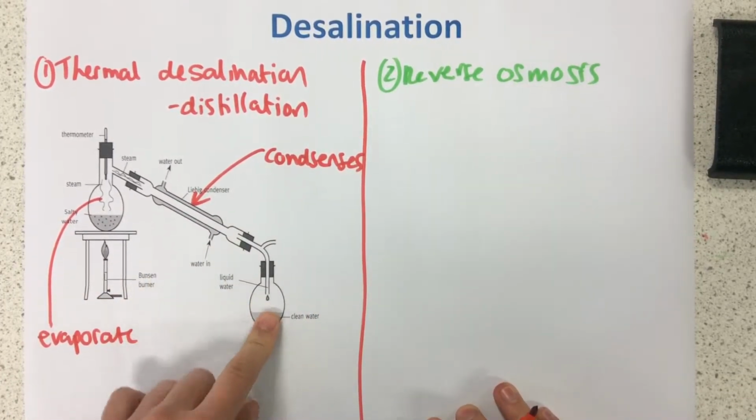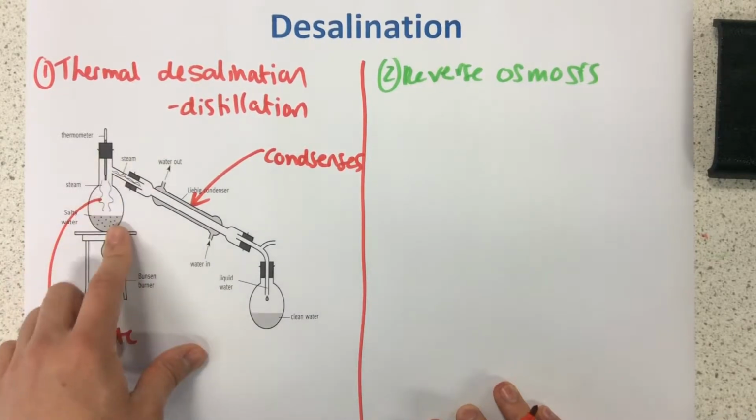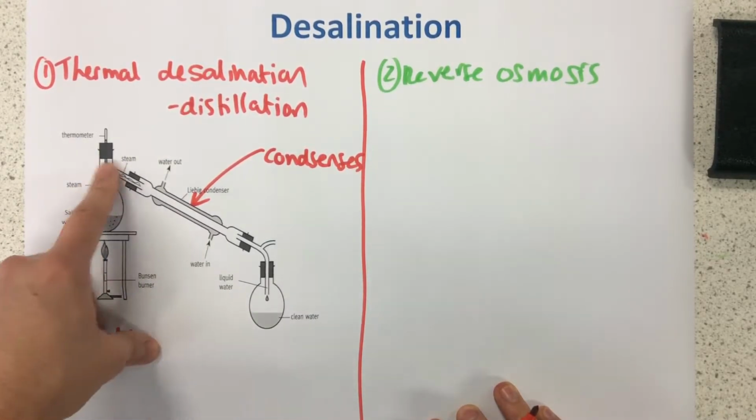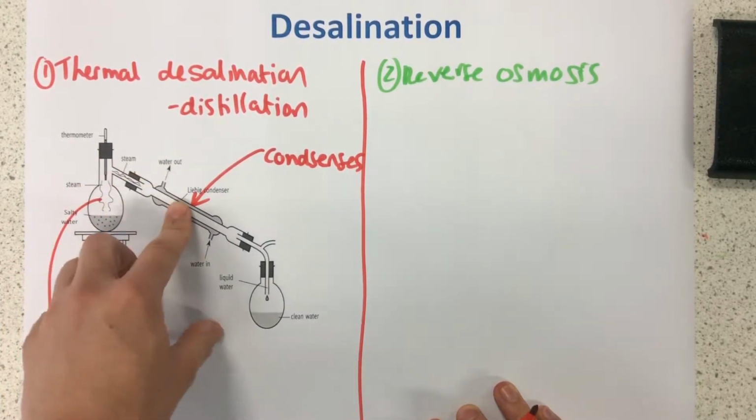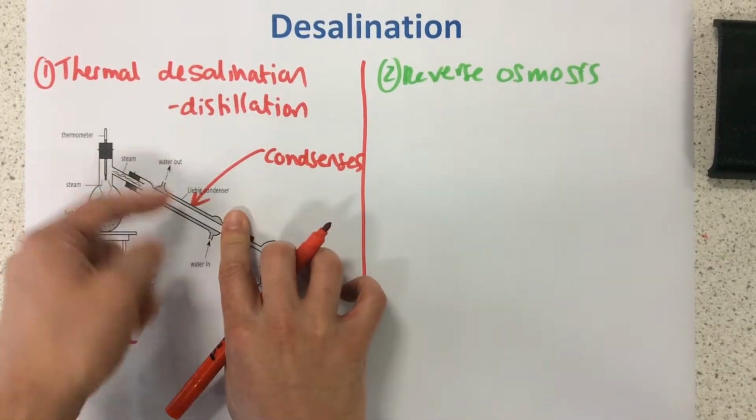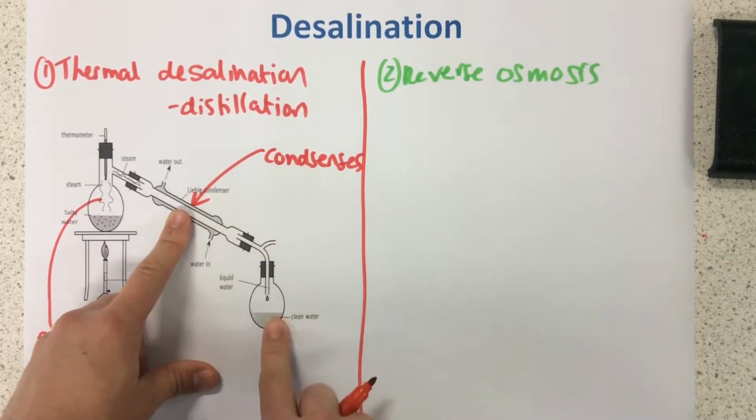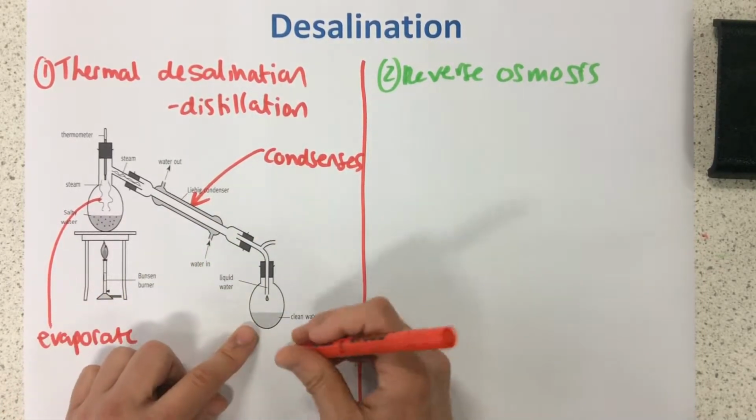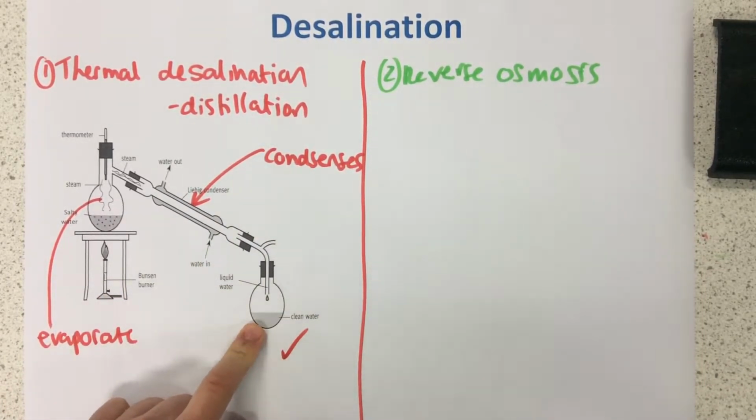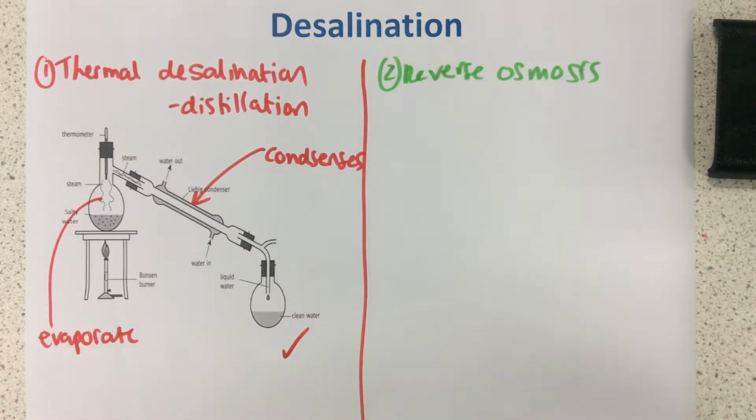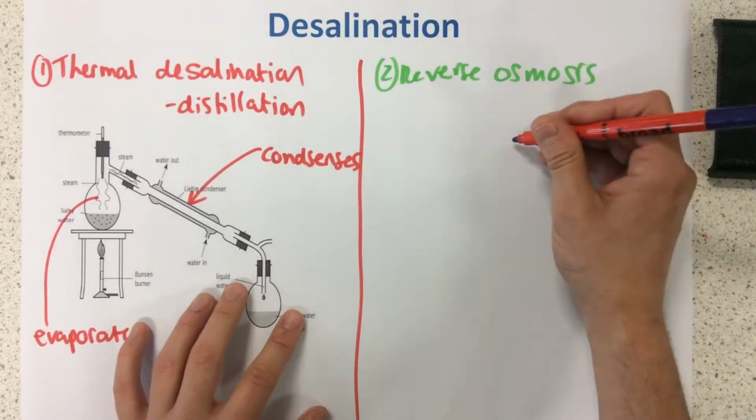So what we've done is we've evaporated the water, leaving the salt behind. Then the steam, because this condenser is really nice and cool, condenses and turns back from a gas into a liquid and goes in here. This is now clean drinking water that's safe to drink. Okay, the next process we're going to look at is reverse osmosis.